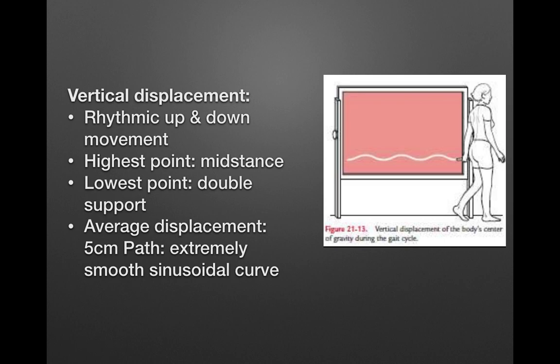So the vertical displacement, the rhythmic up and down movement of the COG, is your vertical displacement. How does it occur? Heel strike, COG down. Mid stance, COG up. Foot flat, heel strike, COG down. Foot flat, COG starts going up. Mid stance, when this limb carries the full weight, the COG goes to its highest.